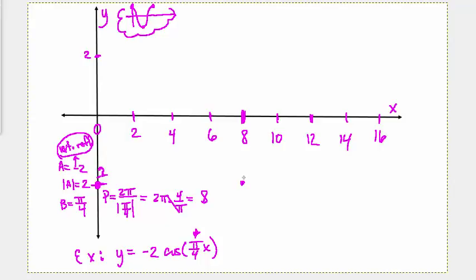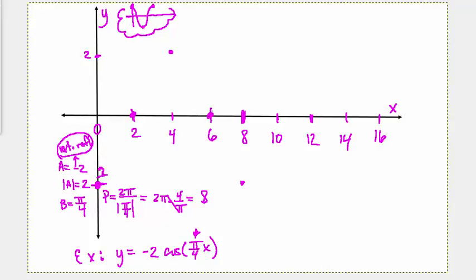All right, so halfway between 0 and 8 is when x is 4. We know we're going to hit our max value there. So I'll plot that. And then halfway between all these mins and maxes will be the x-intercepts. So we have one at 2 and one at 6.